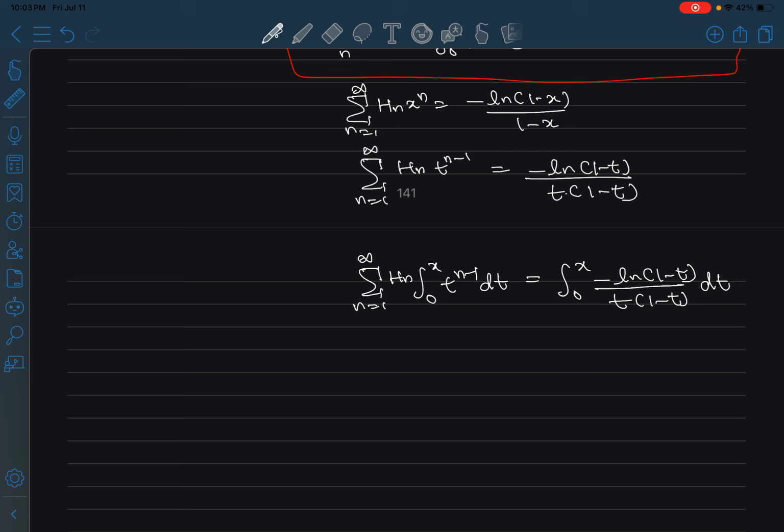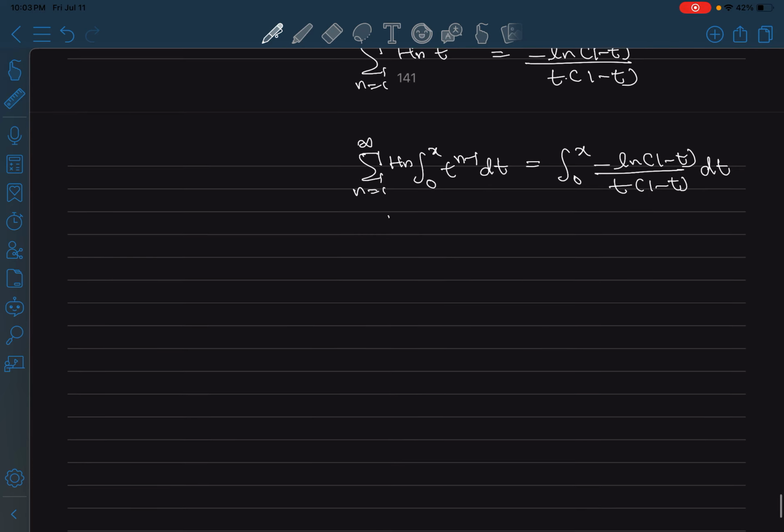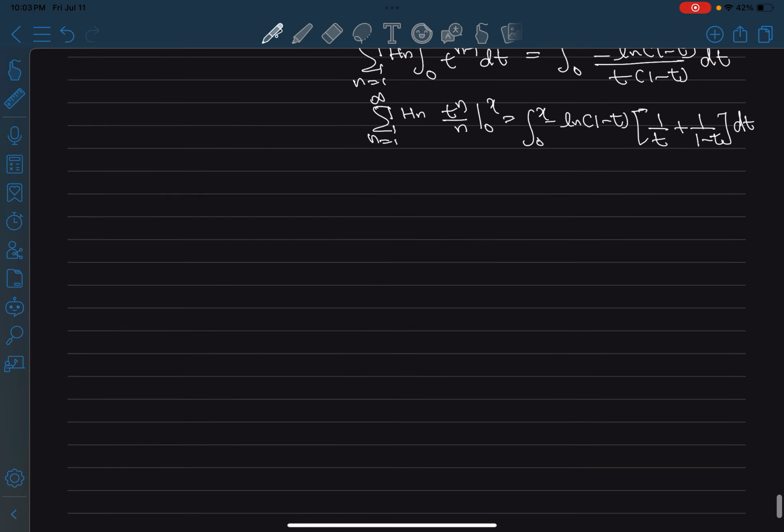Okay. Now on the left side, I have the sum from n equals 1 to infinity of Hn and then t to the power n over n from 0 to x, right? On the other side, I'm first going to break this 1 over t(1 minus t) into partial fractions, which is 1 over t plus 1 over 1 minus t, which you can easily verify. And then over here on the other side, this is now the sum from n equals 1 to infinity of Hn x to the power n by n minus 0, right?